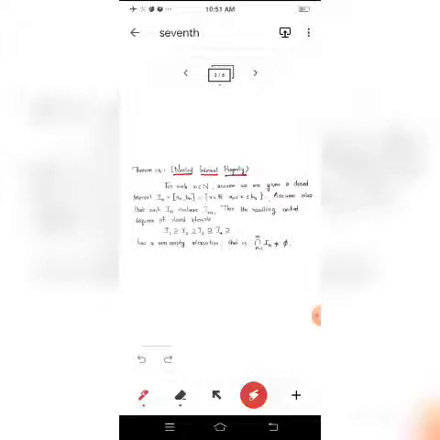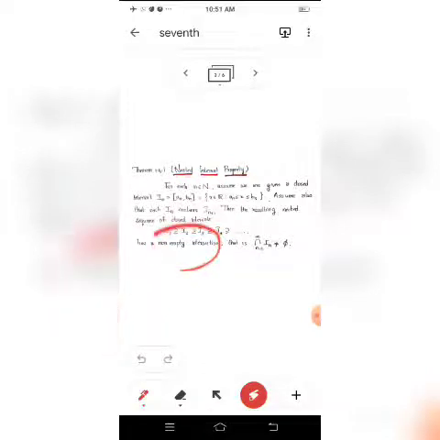The property states that for each n belongs to N, assume we are given a closed interval In equal to an, bn. What does the closed interval an, bn denote? It is the set of all x belongs to R such that an is less than or equal to x, which is less than or equal to bn. Assume also that each In contains In plus 1. Then the resulting nested sequence of closed intervals, I1 superset I2 superset I3 superset I4, etc., has a non-empty intersection.